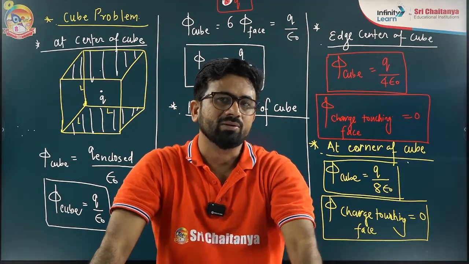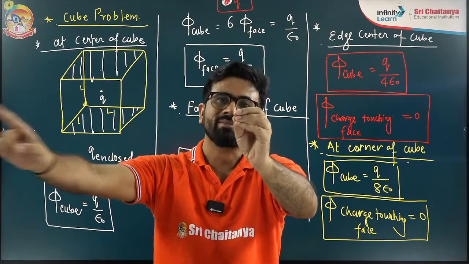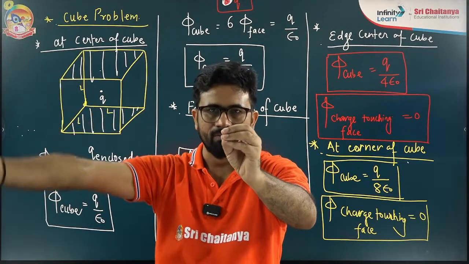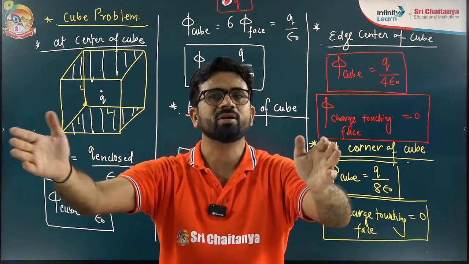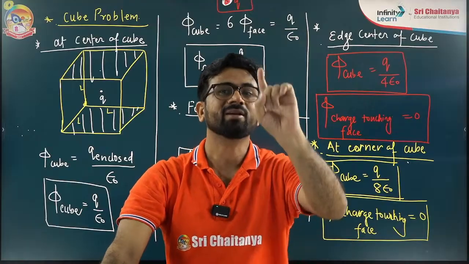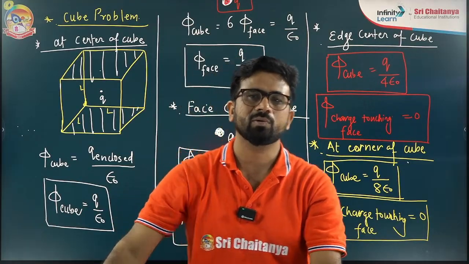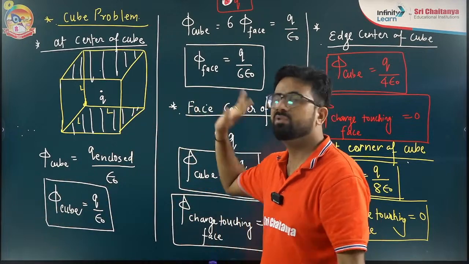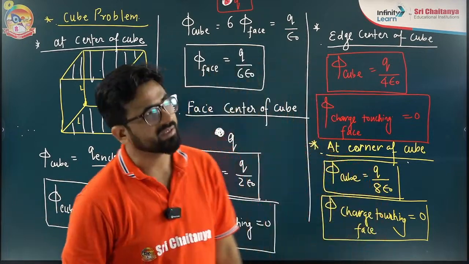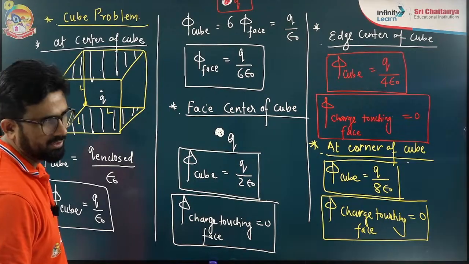That means this charge is perpendicular to any face at a distance of L by 2, and the flux associated with each face would be the same, equal to Q by 6 epsilon, that we have seen. So now the same concept we can apply in this question also.